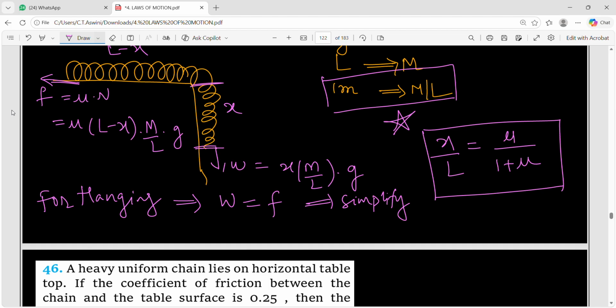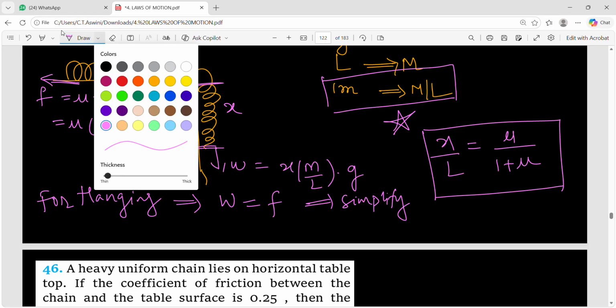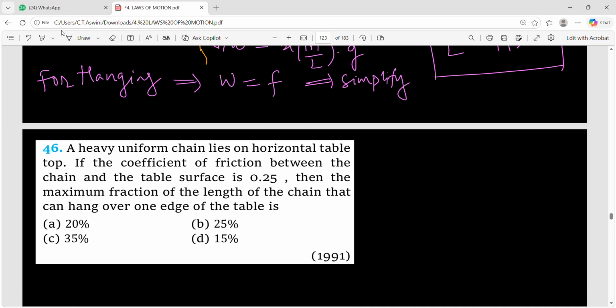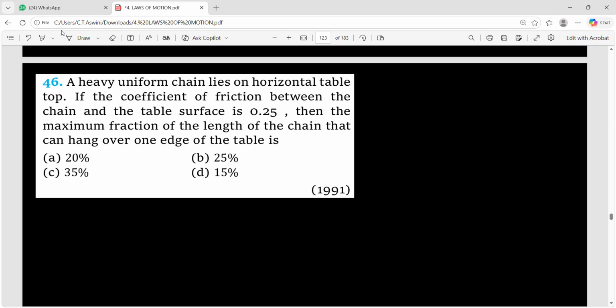What will be the fraction of the length of the chain that will be hanging? It will be mu by 1 plus mu. You have to remember this. Remember this formula. We'll see one question on that.